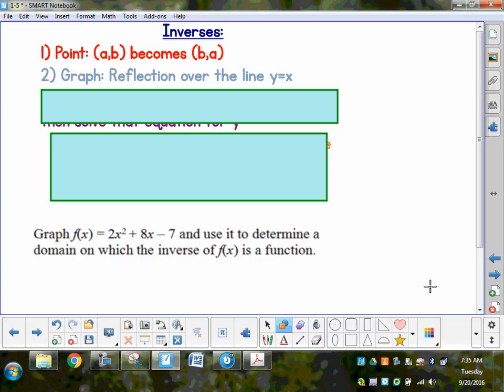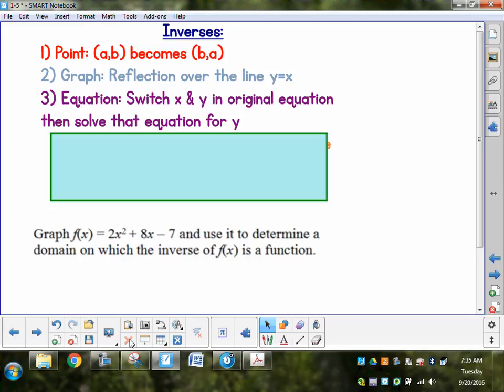About taking an inverse. How do I go about taking the inverse if I'm given an equation? What do we have to do for that? What do you say, please? Switch the x and the y and then go through and solve for y.